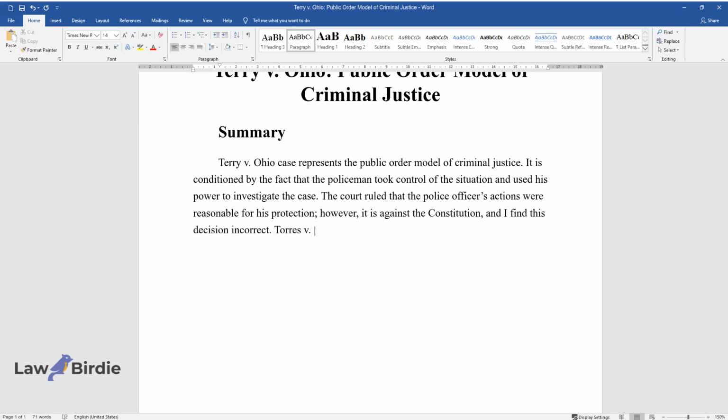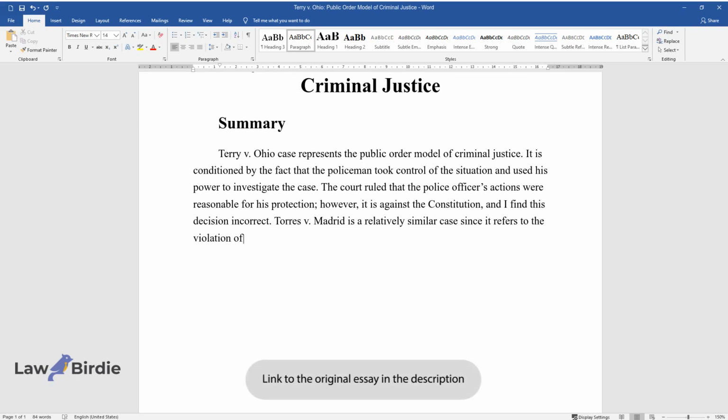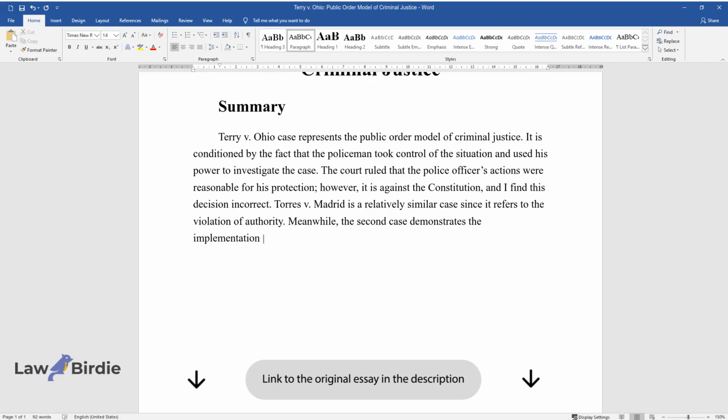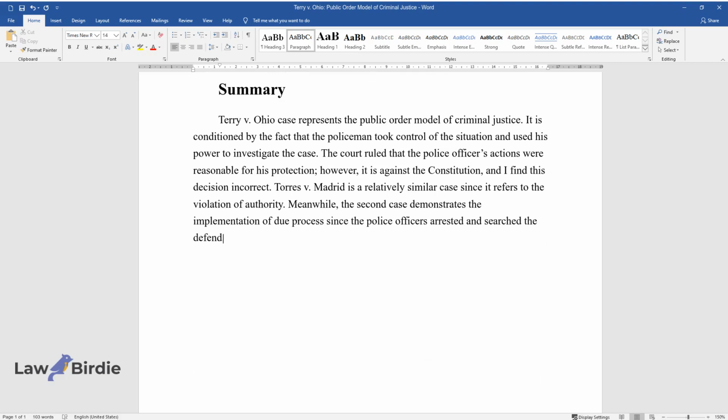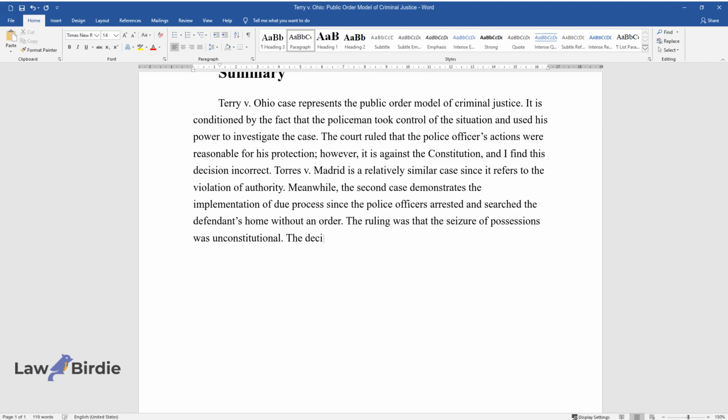Torres vs. Madrid is a relatively similar case since it refers to the violation of authority. Meanwhile, the second case demonstrates the implementation of due process since the police officers arrested and searched the defendant's home without an order. The ruling was that the seizure of possessions was unconstitutional. The decision is correct as it protects fundamental human rights.